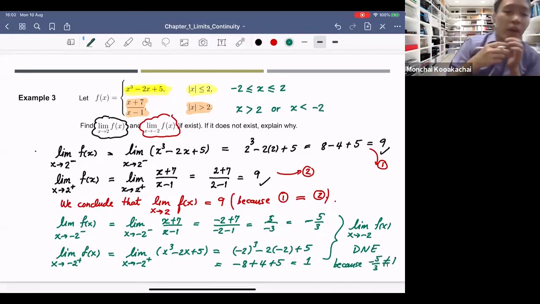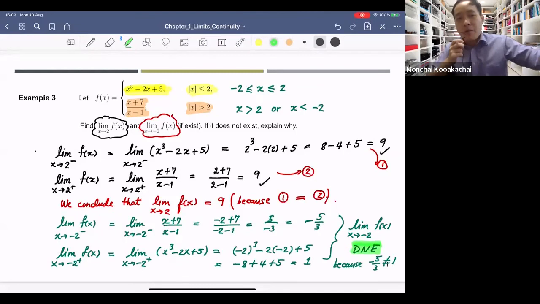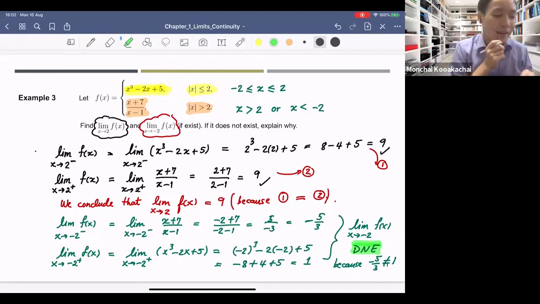This is how we conclude a two-sided limit by using the left limit and the right limit. Any questions so far? This is supposed to be an easy question. The exam is going to be harder than this, but not completely hard.